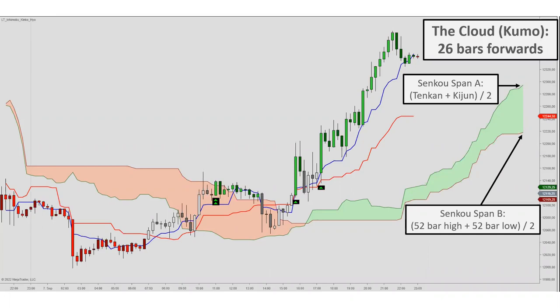As for an uptrend, you will find that when the Senkou span A is crossing above the B line, it plots a green cloud here, and a downtrend is when the Senkou span A drops below the B line, plotting a red cloud. And when prices trade within the cloud, then it's considered a sideways or consolidating market.